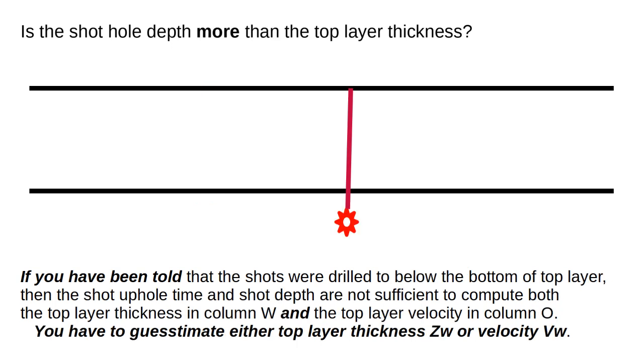Is the shot hole depth more than the top layer thickness? If you have been told that the shots were drilled to below the bottom of top layer, then the shot uphole time and shot depth are not sufficient to compute both the top layer thickness in column W and the top layer velocity in column O. You have to guesstimate either top layer thickness or velocity.